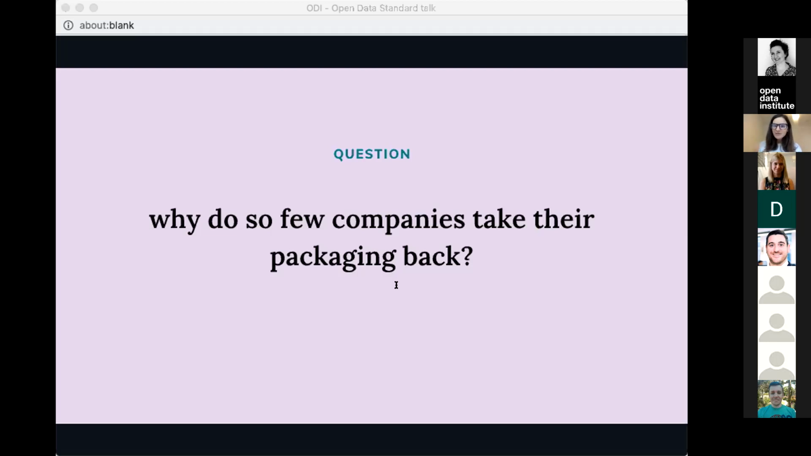The second bucket of responses we had was people saying that it's just too big a change. All their processes, all their systems are set up for linear. So they would essentially have to buy it both physically in terms of the reverse logistics, but also digitally in terms of the systems that they've got set up to manage them.